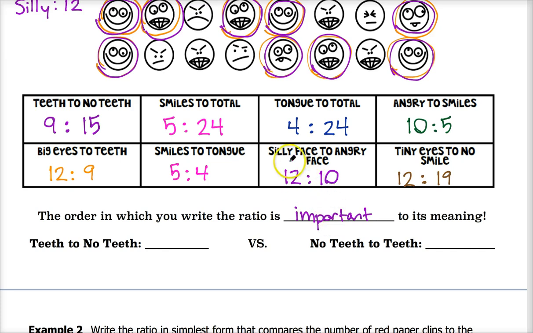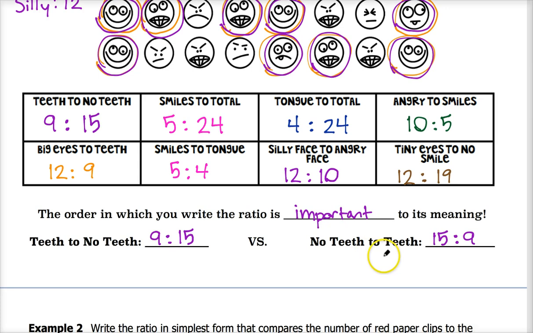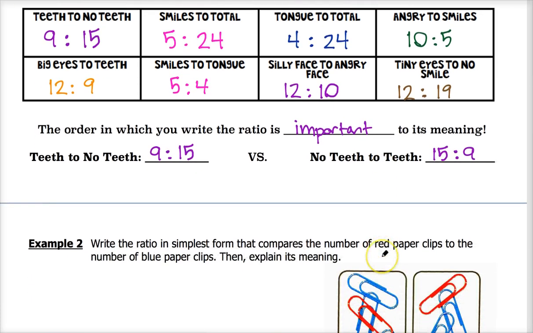For example, the ratio of teeth to no teeth, we said, was 9 to 15. That means there are 9 teeth faces for every 15 non-tooth faces. But the no teeth to teeth ratio would not be 9 to 15, it would be 15 to 9. Those are 2 different ratios because their order is different and therefore they have different meanings. Okay, let's go to the back side.